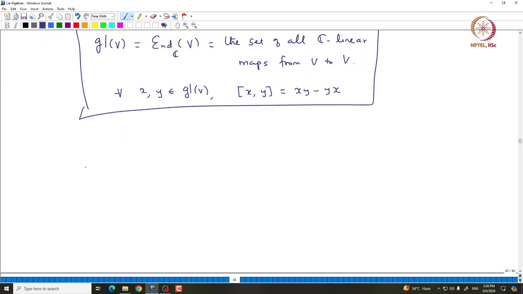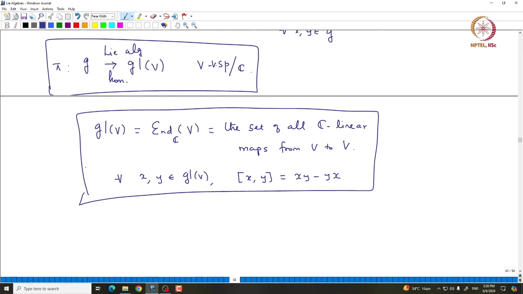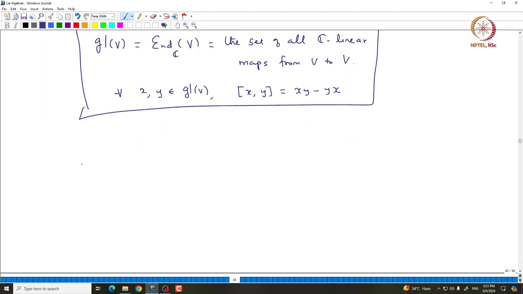For that purpose, let us start with a Lie algebra homomorphism from G to GL of V and see what conditions we get from it. Let pi be a representation from G to GL of V. So, this is basically a G representation. Now, given this G representation, we can make G act on V. That is how we want to think of V as a G module. So, we want to view V as a G module.